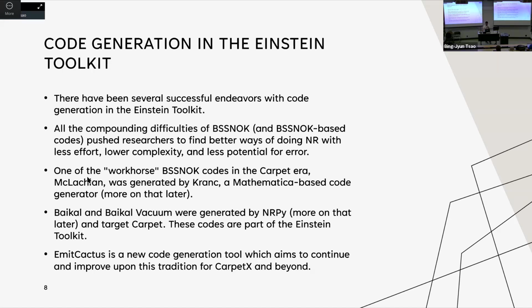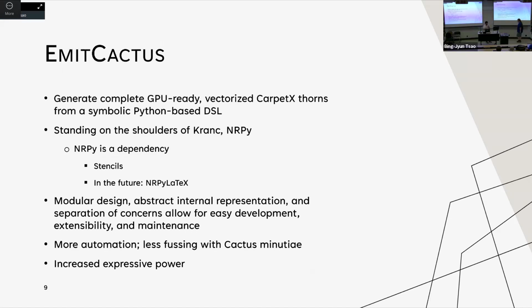It is generated by Kranc, which is a Mathematica-based code, right? You also have other codes in the Einstein Toolkit that solve Einstein's field equations. You have Baikal vacuum, which is generated by NRPy, which is another code generation solution, right? Leeway just told us about his custom code generator earlier today for his subcycling work, right? And continuing in this tradition, we have EmitCactus. EmitCactus is our new generator that really aims at CarpetX for now, but it can go beyond that, right? And I think Max is now going to tell you more about the technical aspects of it.